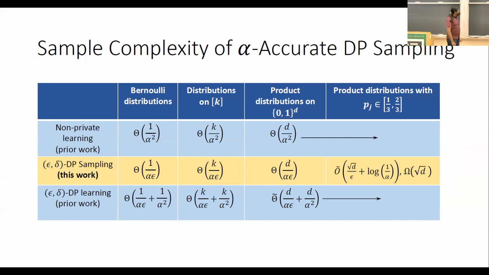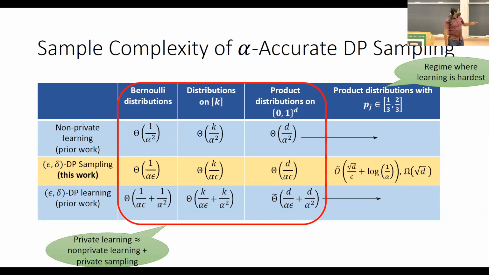But interestingly, we found that while this was the regime where learning is the hardest, it was actually much easier for private samplers. If you look at our upper bound there, the sample complexity of alpha-accurate epsilon-delta DP sampling for this class scales as square root of d as opposed to linearly in d. And the dependency on alpha is log 1 over alpha as opposed to 1 over alpha squared. And this is just an additive term as well. So significantly different. And we also have a lower bound of square root of d.